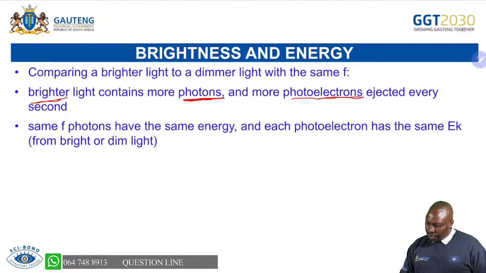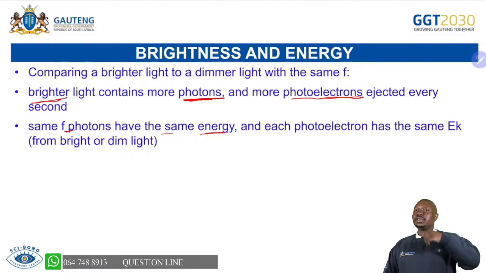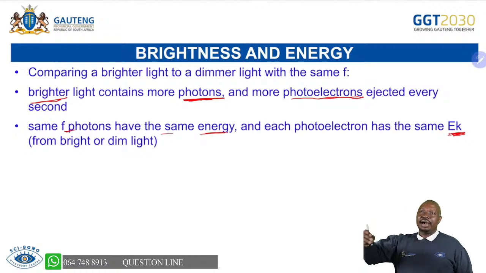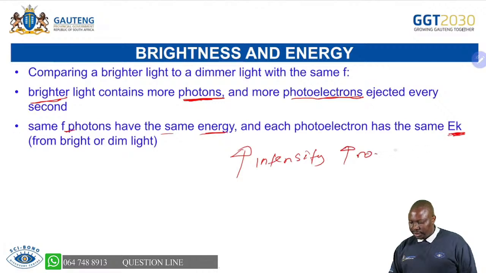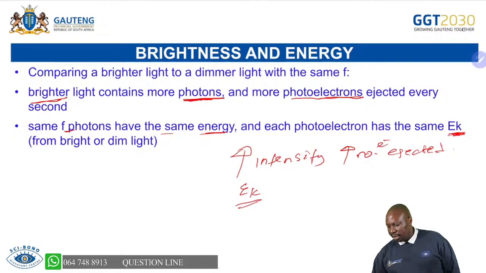Now, same frequency photons have the same energy. So I've said this, and each photoelectron has the same kinetic energy from bright or dim light. Remember, when it's dim, we are not changing the EK there. So it shows that there is no effect on EK, but there is an effect on the number of electrons, because I indicated that an increase in intensity will increase the number of photoelectrons that are ejected or removed. So it won't change the EK. So you've got to have that in mind all the time.